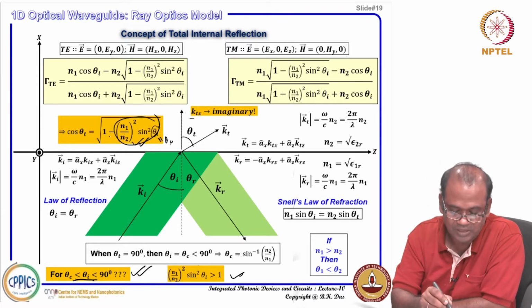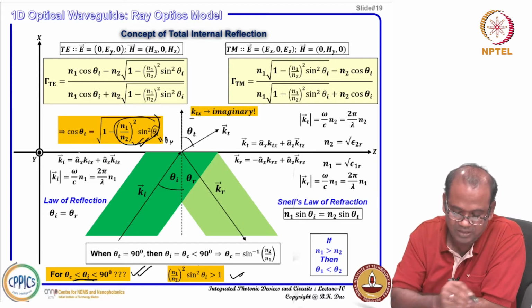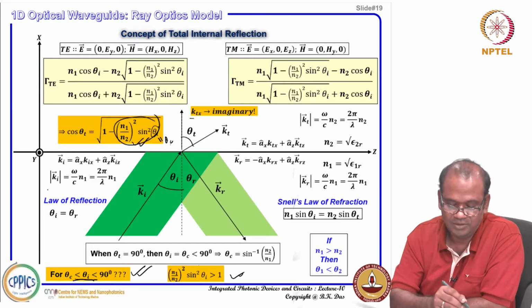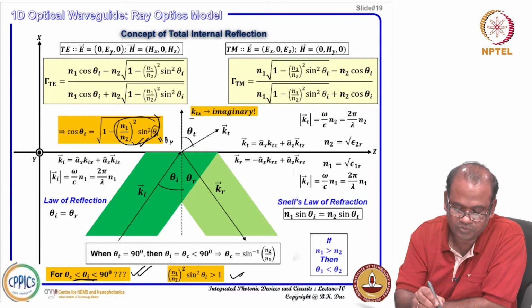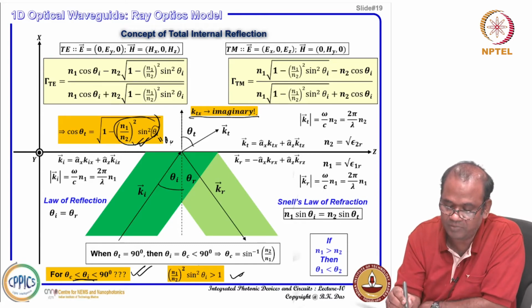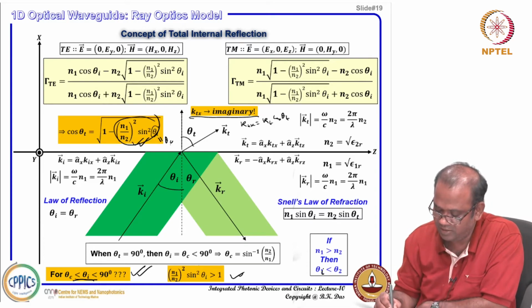1. So, that means this cos theta t will become imaginary, this one will become imaginary, because it is 1 minus something more than 1. If cos theta t is becoming imaginary, ktx will be imaginary, because I know that ktx equals kt cos theta t.